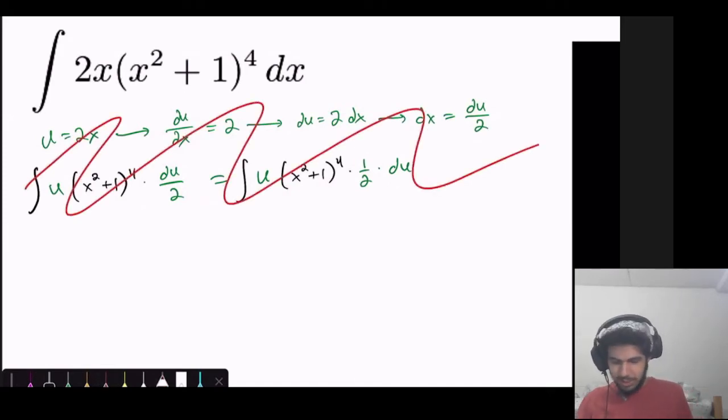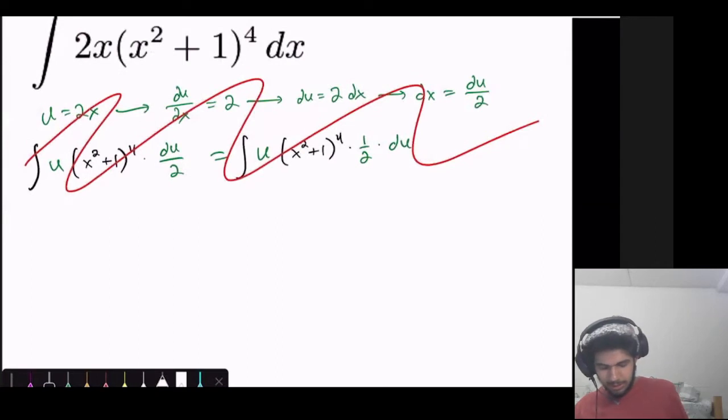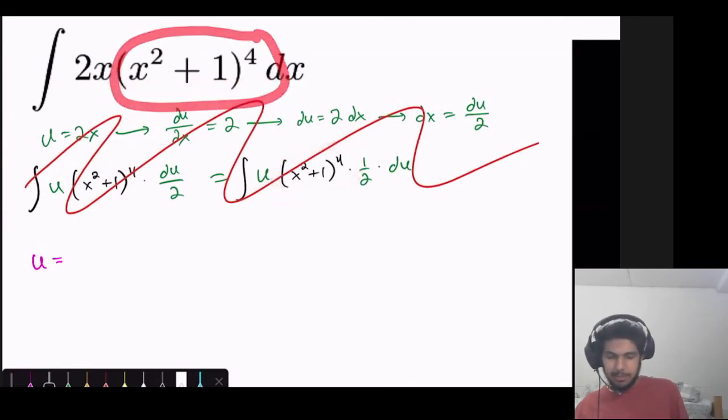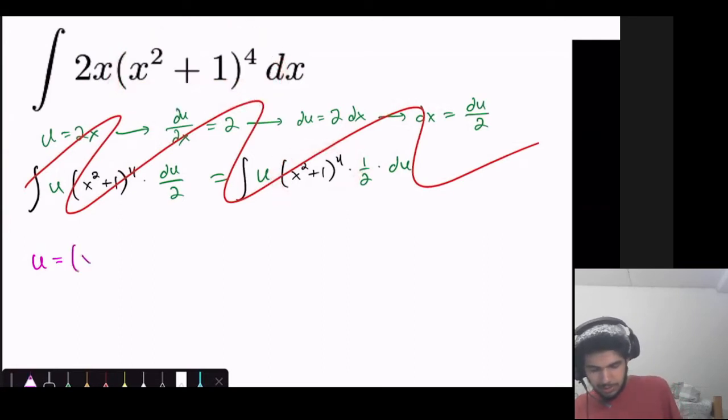All right, let's try again. Let's try in pink. So, 2x didn't work, right? We started with this thingy here. What else could work? How about this term here, this x squared plus 1 to the 4th term, because we couldn't get rid of it. How about we just start with that? So u equals x squared plus 1 to the 4th.